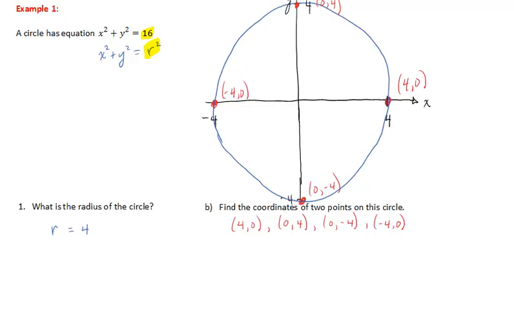Okay, now that we've found the 4 easy points on this circle with radius 4, and those points are (4, 0), (0, 4), (-4, 0), and (0, -4), I want to challenge you to find some other ones that are not so easy to figure out.